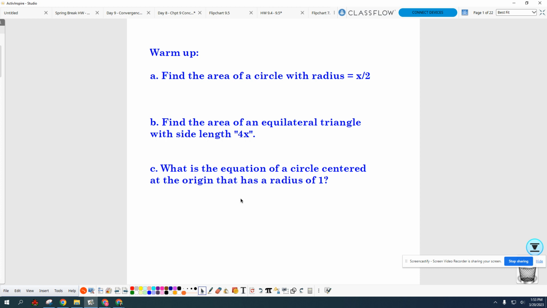Friday, I know, areas of circles, it should be easy, yeah? We have to do proofs.